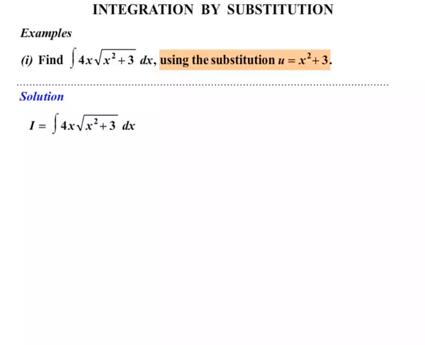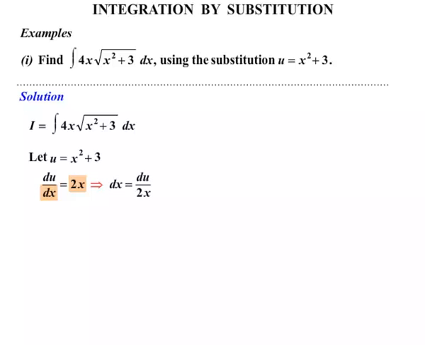Now we're using the substitution, so we're letting u equal x squared plus 3. And the first thing we do is to find du dx. So du dx is simply equal to 2x for that expression. And next step, try to get dx as the subject. To do that, we just replace it with the 2x. Basically swap it around. We end up getting that dx equals du over 2x.